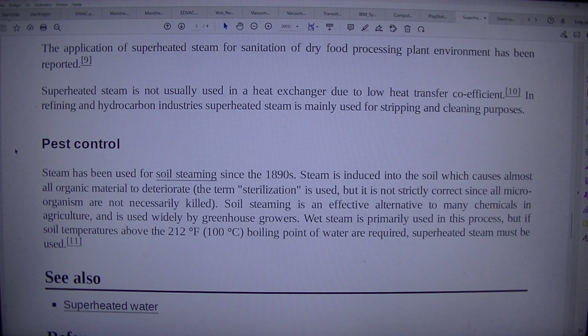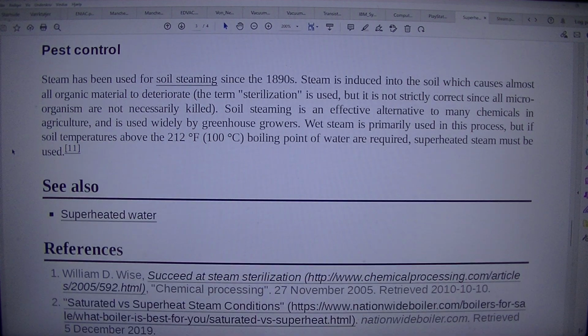Pest control. Steam has been used for soil steaming since the 1890s. Steam is induced into the soil, which causes almost all organic material to deteriorate. The term sterilization is used, but it is not strictly correct since all microorganisms are not necessarily killed. Soil steaming is an effective alternative to many chemicals in agriculture, and is used widely by greenhouse growers.